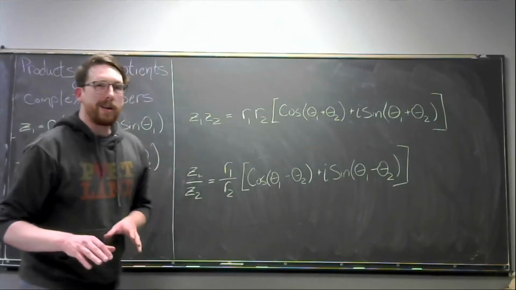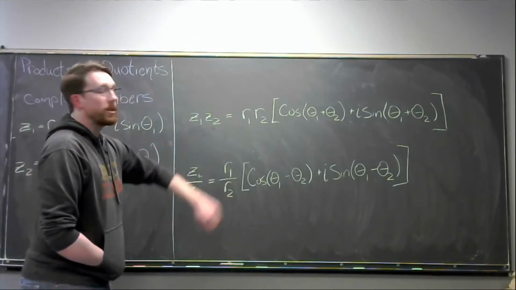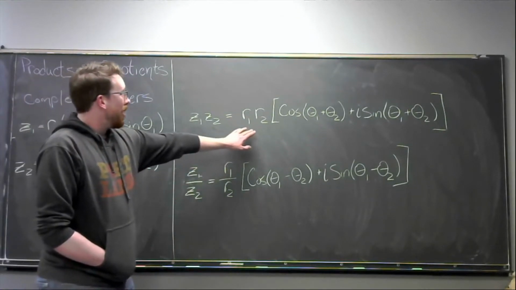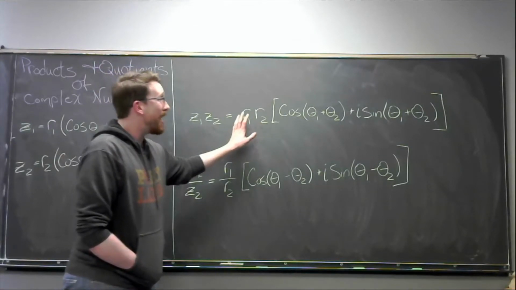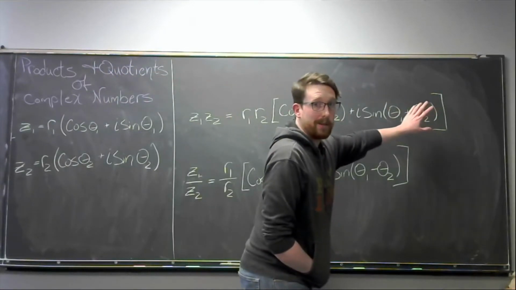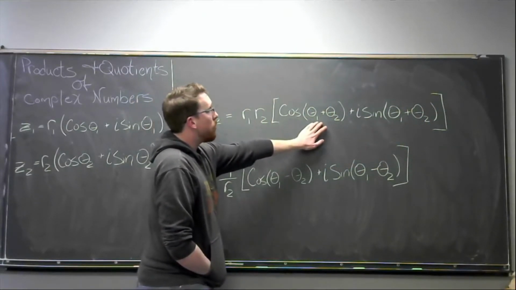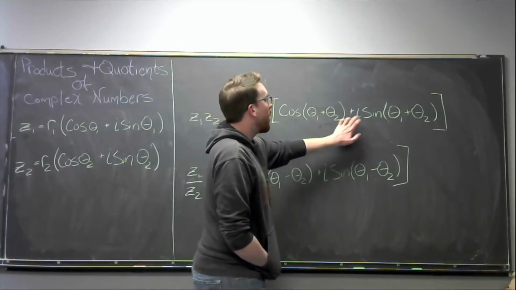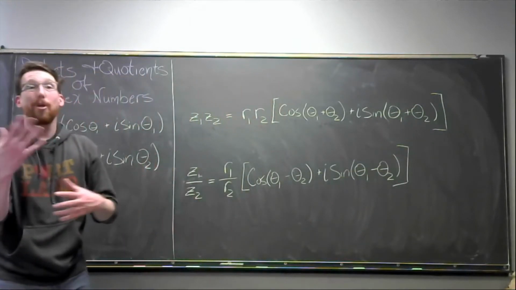Having said that, if we want to multiply these two complex numbers together, z1 times z2, it's going to come out to be the product of our two moduli times all of this. So what is all of this? All of this is cosine of theta 1 plus theta 2, plus i times sine of theta 1 plus theta 2.